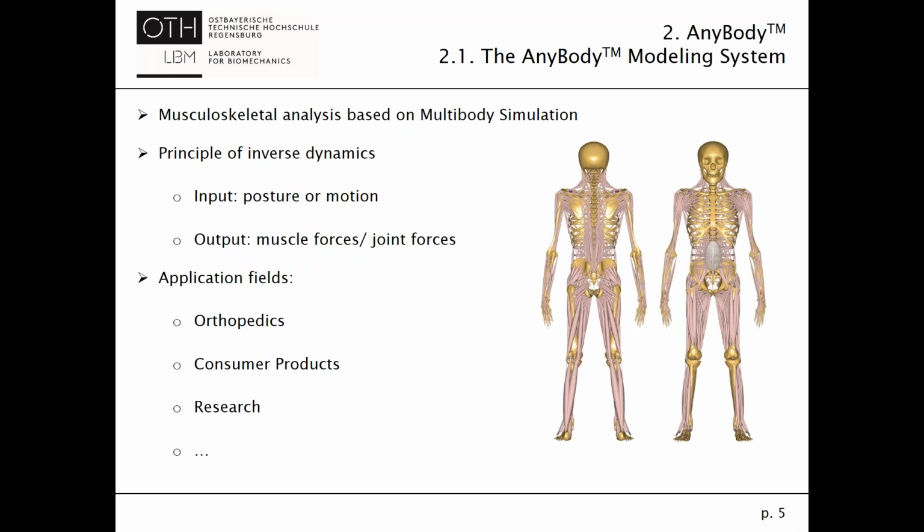So now to the Anybody modeling system. I will give only a brief introduction, as you already said something about that. It is a software for musculoskeletal analysis, which is based on multi-body simulation. And the principle of inverse dynamics is used, meaning we put in observed or assumed motion or posture, and then we receive the computed internal forces. And there are several application fields. I will not repeat them now.